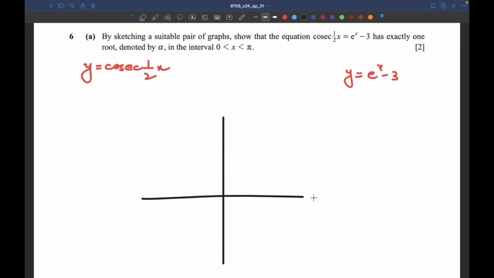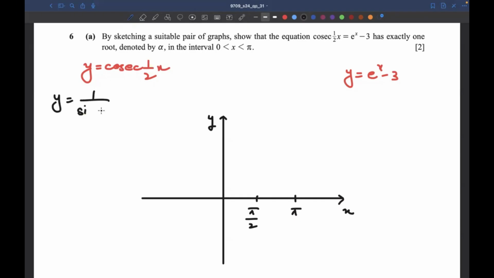So now let's first make the x and the y axis. This is the y axis. This is the x axis. And we have to be between 0 and pi. So let's say this is pi upon 2 and this value is pi. Now to sketch the graph of y equals cosec half x, we can write it as y equals 1 upon sine of half x.